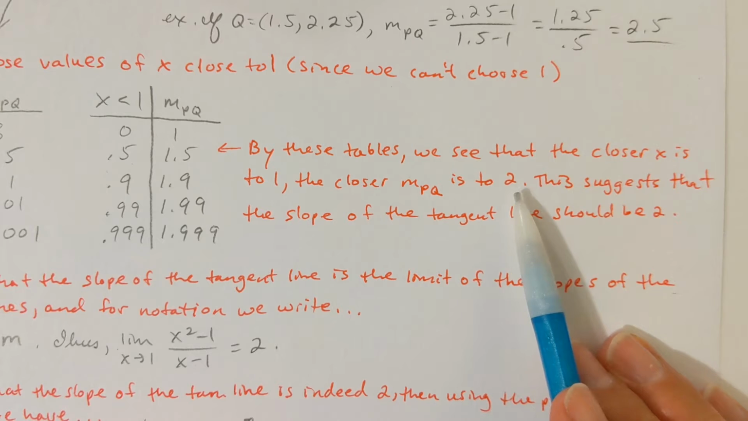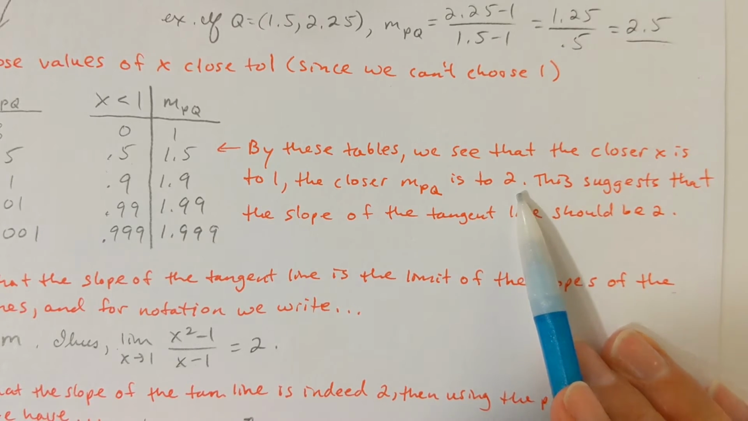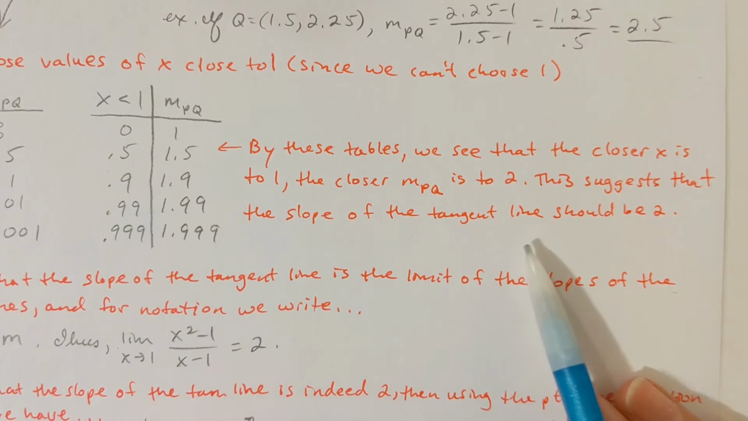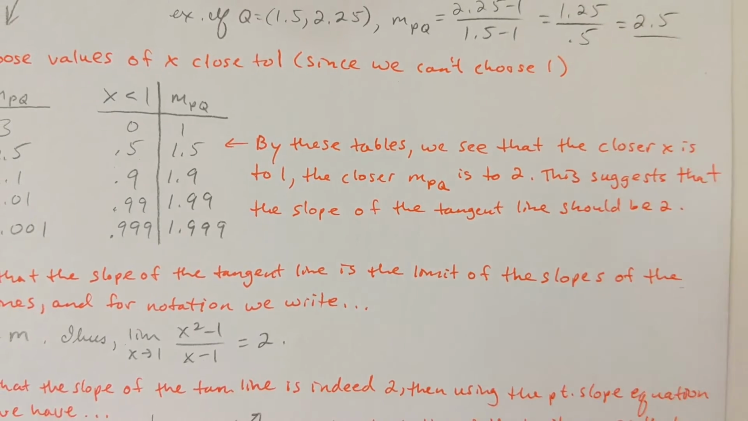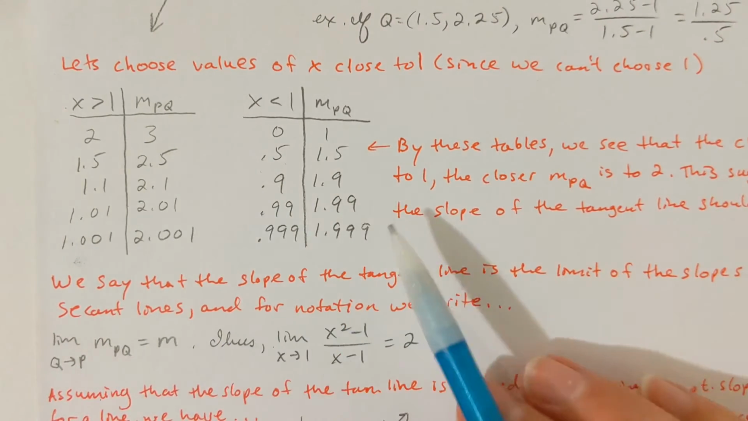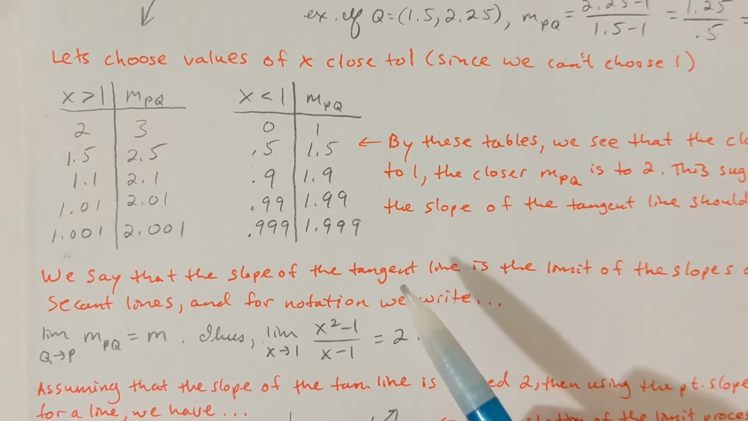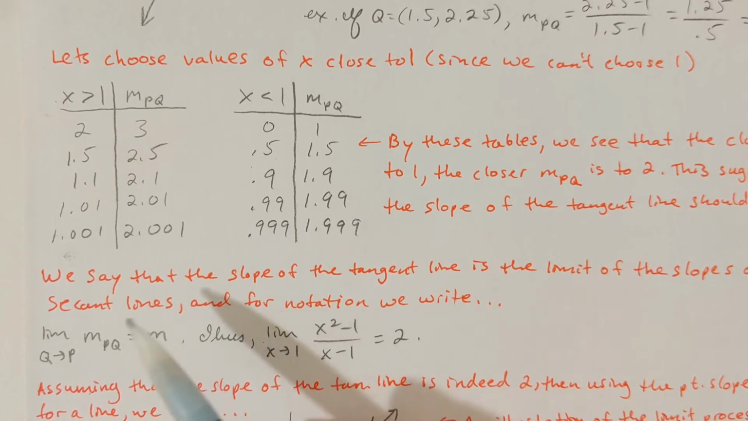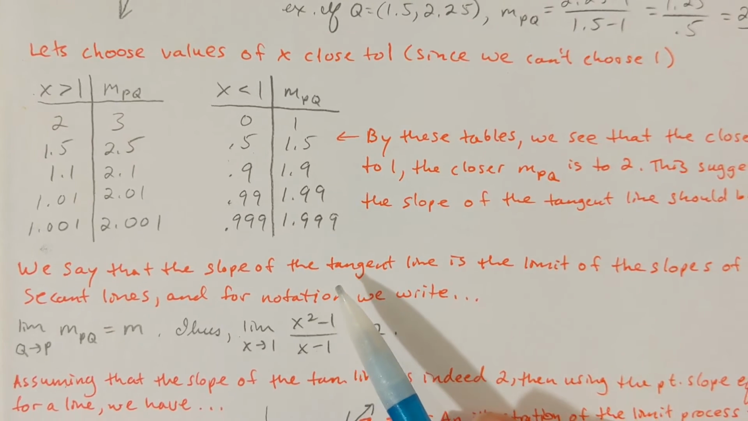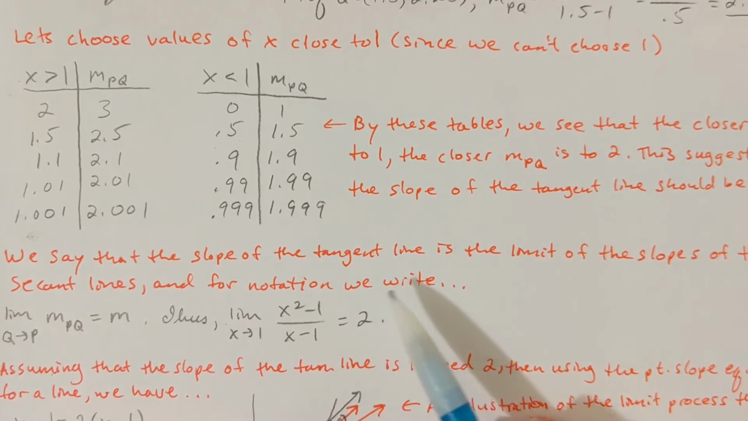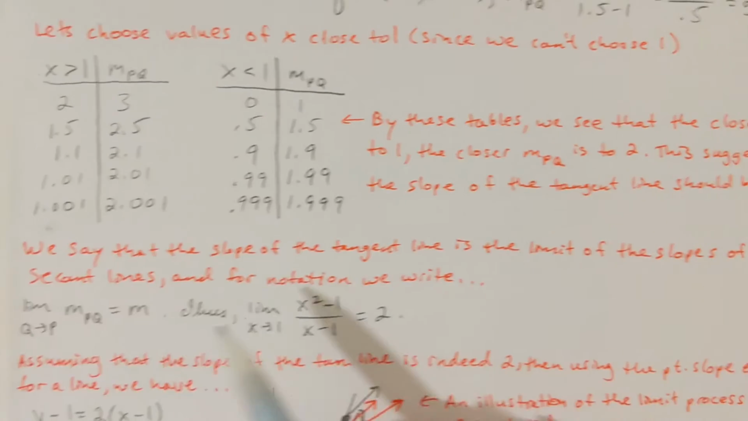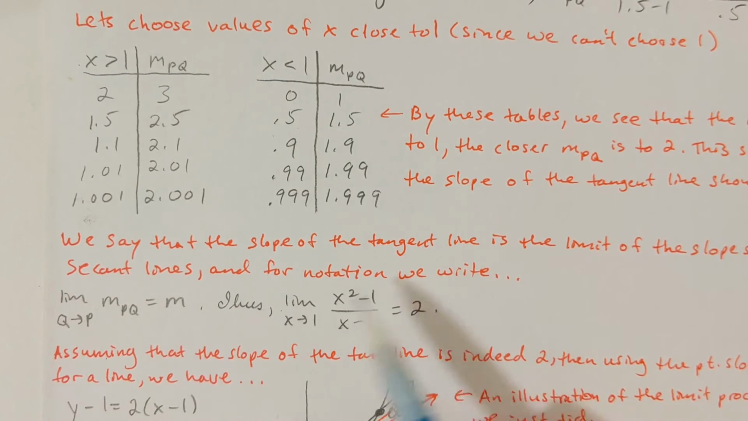From our calculations, this would suggest that the slope of the tangent line is 2. Now that's just a guess based on what we see here, but it would be reasonable to say we think that the slope of the tangent line is 2. Now we say that the slope of the tangent line is the limit of the slopes of the secant lines. And for notation, here's what we write down.